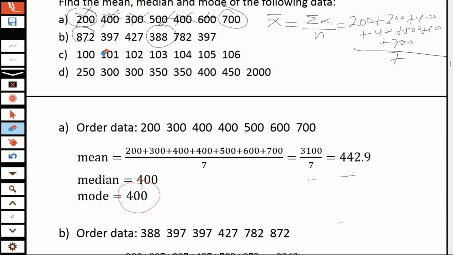For the median, this question has already been arranged in order. So let's see how we can find our median. Here we are just going to cancel this, cancel that, cancel this, cancel that, cancel this, cancel that. So you see clearly that our median is 103. For the mean, we just add everything up and divide it by 7. And you are surely going to get your mean to be 103.